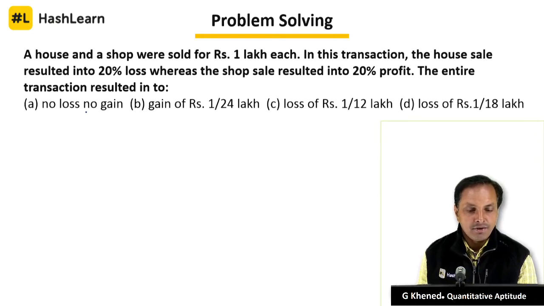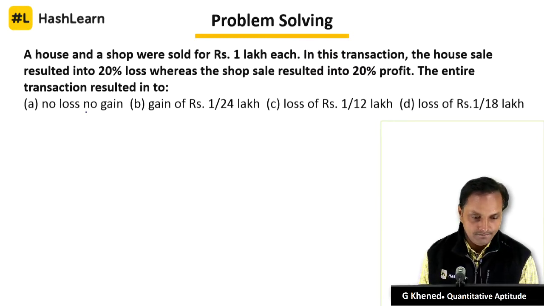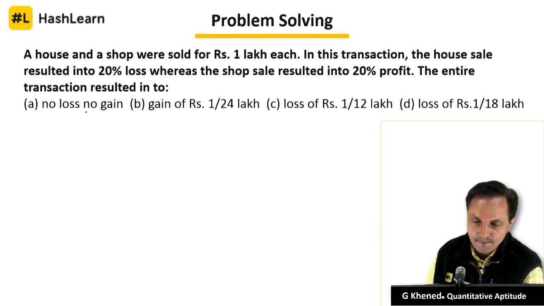A house and a shop were sold at 1 lakh rupees each. In this transaction, the house sale resulted in 20% loss, whereas the shop sale resulted in 20% profit. Then the entire transaction resulted into what? No loss, no gain, or a gain of 1/24th lakh, or a loss of 1/12th of a lakh, or a loss of 1/18th of a lakh.